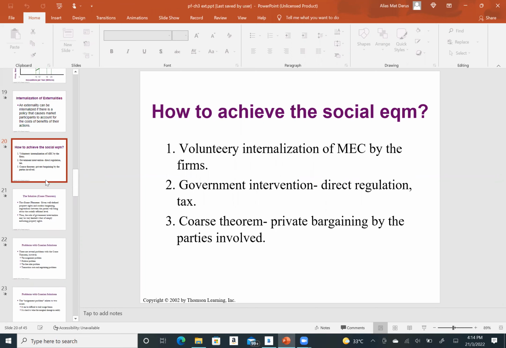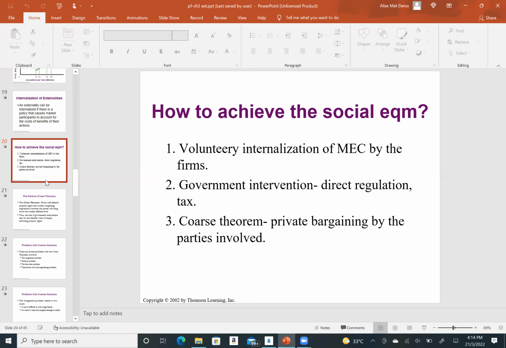So how do you do that? How do you internalize the activity? Okay, there are three ways that we're going to discuss here. Number one, voluntary. That means you do it of your own accord. You do it by yourself. Maybe you do it because of your self-consciousness. We realize that what you do affects other persons. It's not just MEC. MEC is an example, one of them.